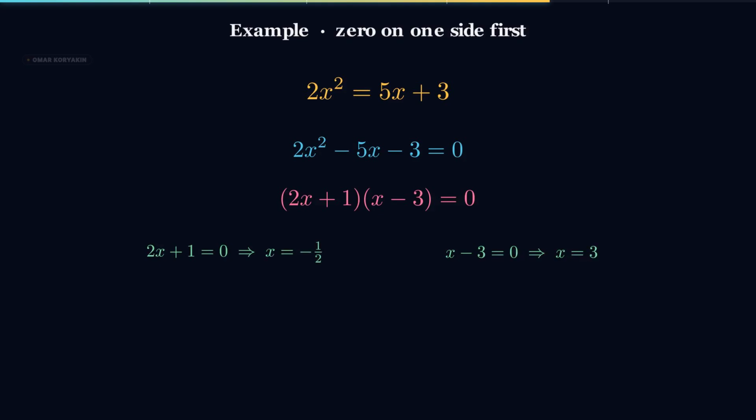Apply the zero product property. Either 2x plus 1 equals 0 or x minus 3 equals 0. Two simple linear equations to solve. The first gives x equals negative 1/2. The second gives x equals 3.